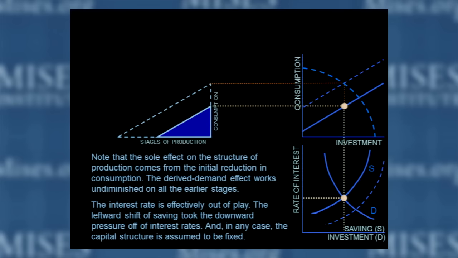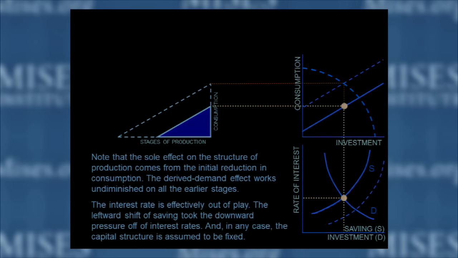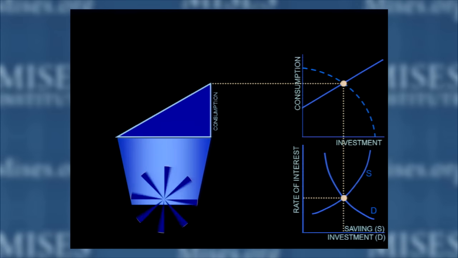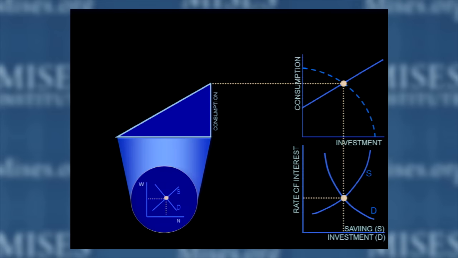Note that the sole effect of the structure of production comes from the initial reduction in consumption. The derived demand effect works undiminished on all the earlier stages. The interest rate is effectively out of play. The leftward shift of savings took the downward pressure off of interest rates, and in any case, the capital structure is assumed to be fixed. So nothing's going to happen that's good in that kind of a model. Okay, I'm resetting it now.